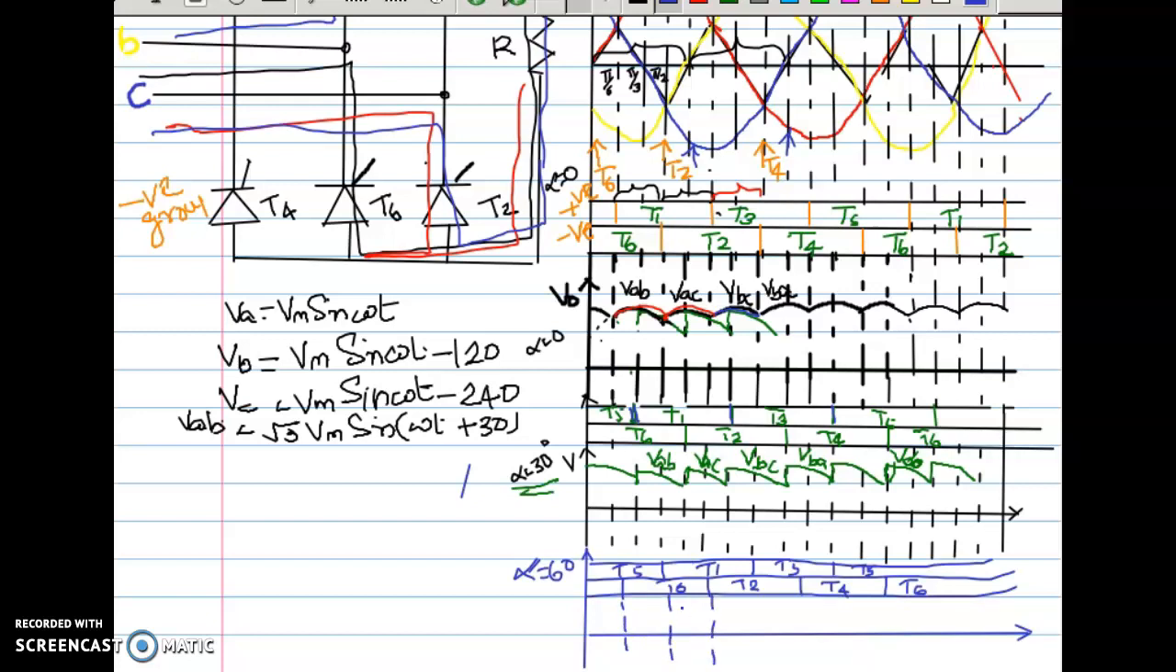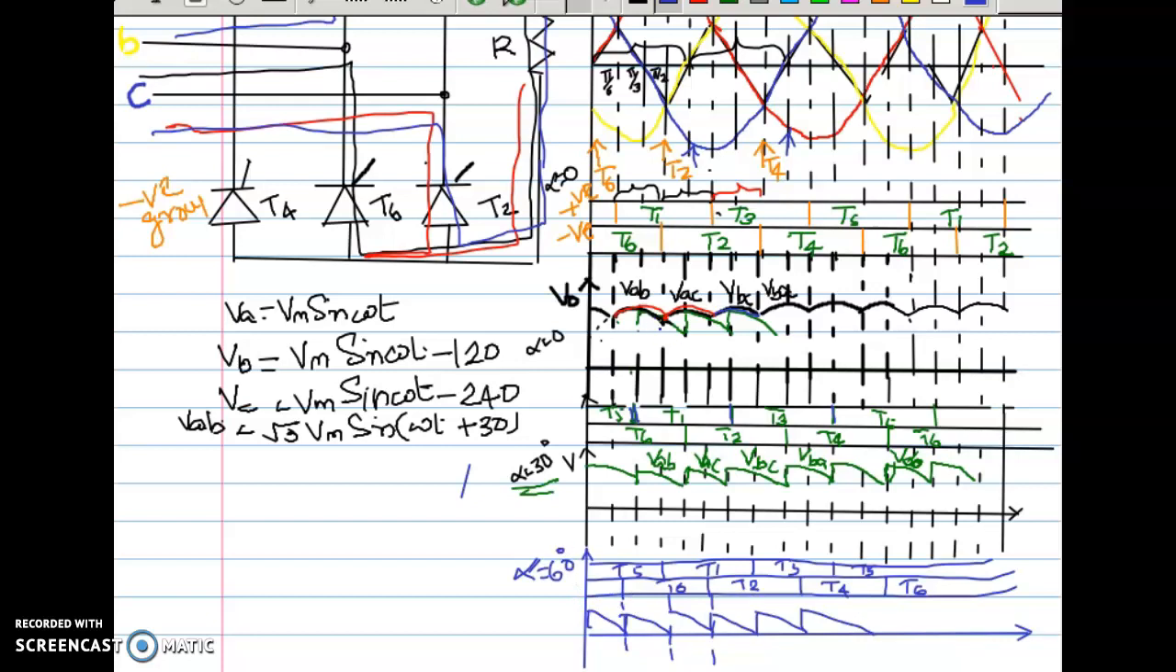when T1 and T6 are conducting, we know that it is VAB. So from here VAB will be, T1 and T6 means VAB. It will come like this. T1 and T2 means it will be VAC. It will be like this for 60 degree. Like that you can draw the voltage waveform. This is the voltage waveform for alpha equal to 60 degree.